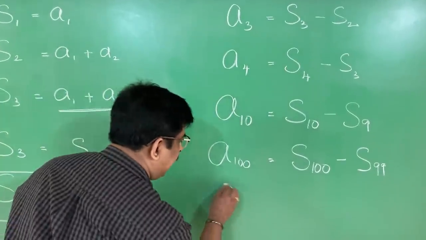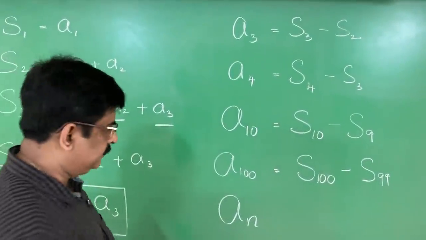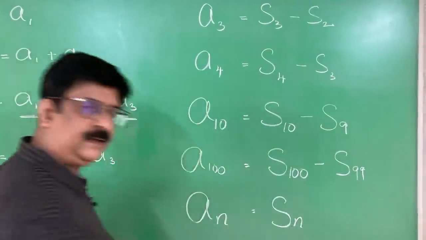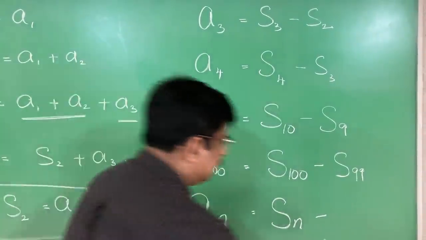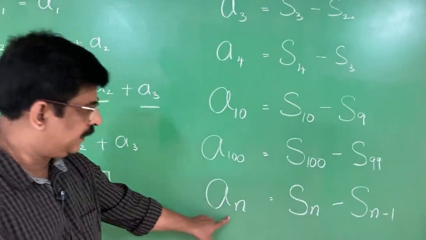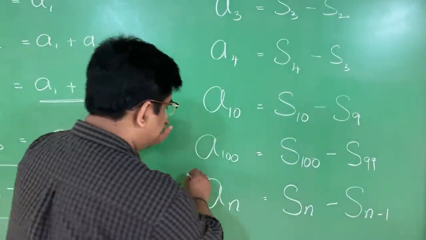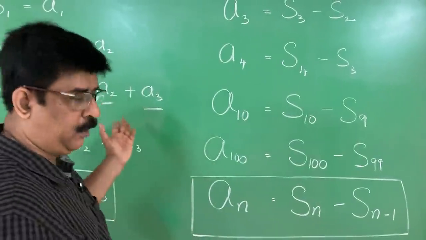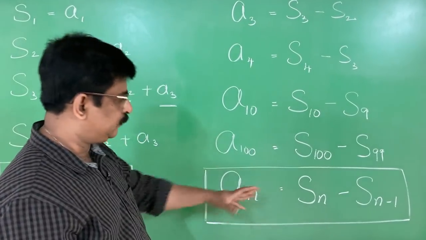Same way, if I write AN, this N can be anything. AN is equal to SN minus one number, previous sum. SN minus 1. AN is equal to SN minus SN minus 1. This is the formula to solve this type of problems. This is not a formula, it is a skill of solving a problem.